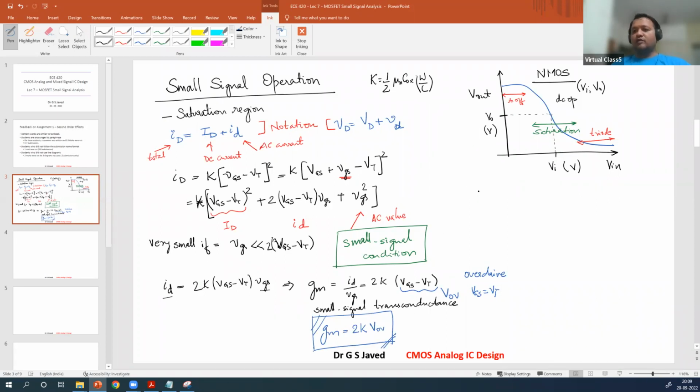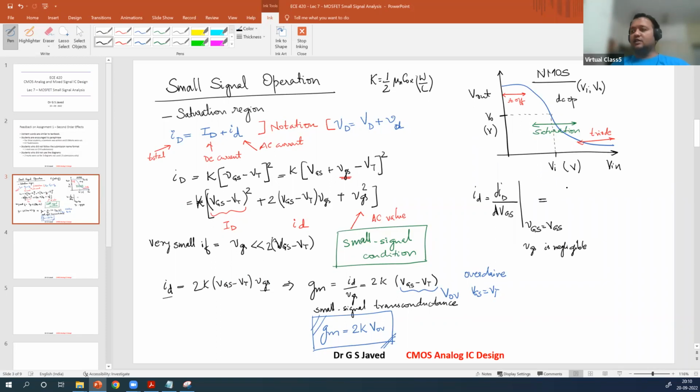The formal way of deriving the gm factor is to start with the equation, the differential of capital ID, that is this equation, divided by the VGS value. Now there has to be something common, right? That common is small v_GS being equal to capital V_GS. That means v_gs is negligible. That is small signal, right? Extremely small. That will be the condition of this.